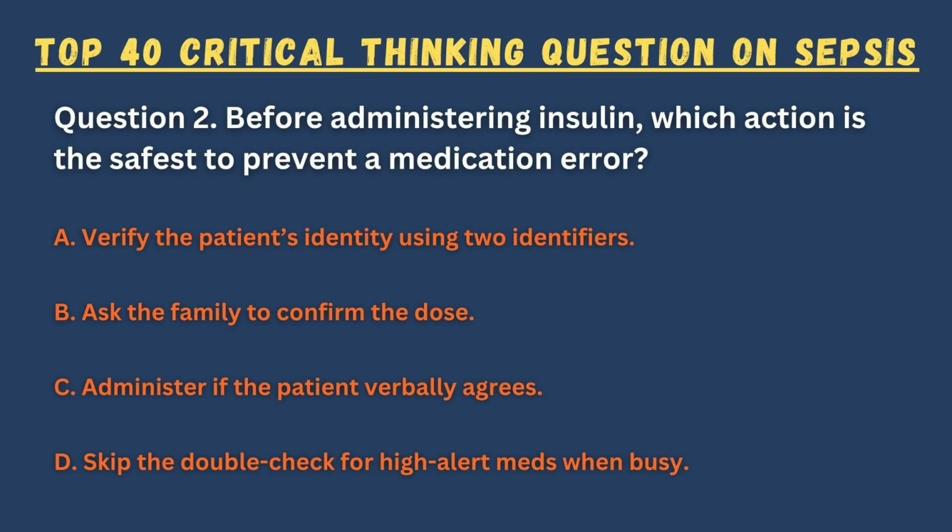A. Verify the patient's identity using 2 identifiers. B. Ask the family to confirm the dose. C. Administer if the patient verbally agrees. D. Skip the double check for high alert meds when busy.